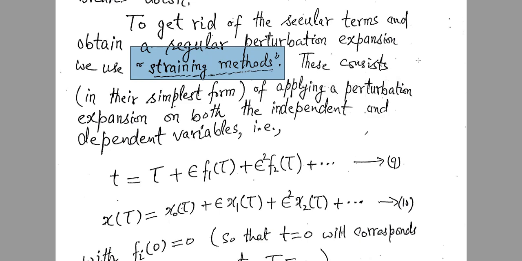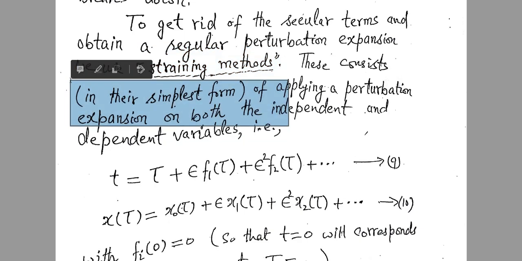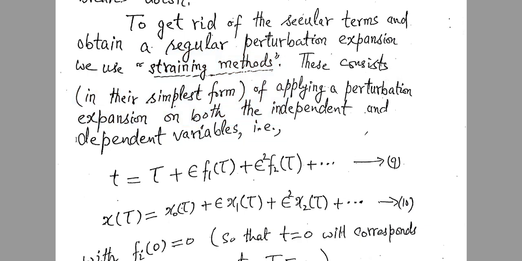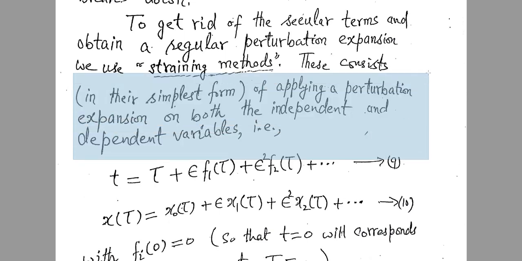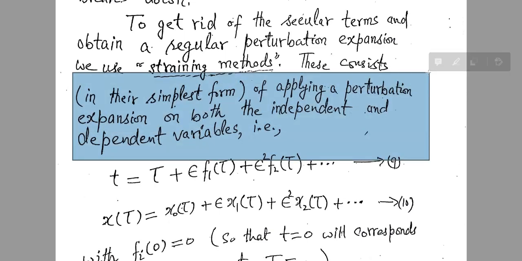coordinates or straining methods, and these consist in their simplest form of applying perturbation expansion on both the independent and dependent variable. So the important step of the straining method is that we have to apply the perturbation expansions both on the independent variable and the dependent variable.